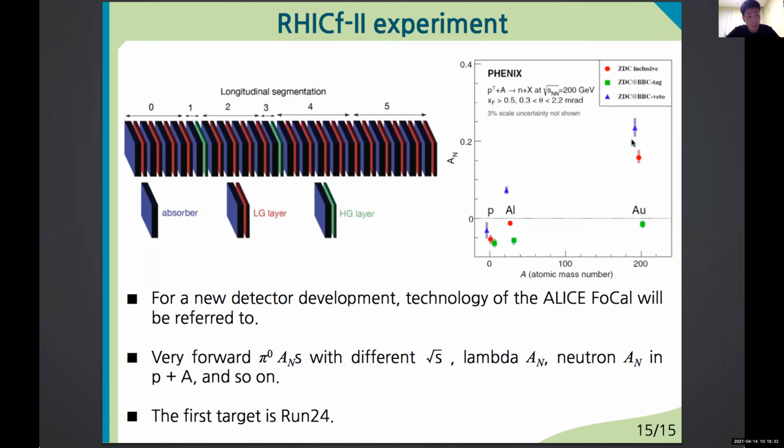We will keep updating our new analysis results. Thank you for listening about the LHCf experiment and the very forward pi-zero result.